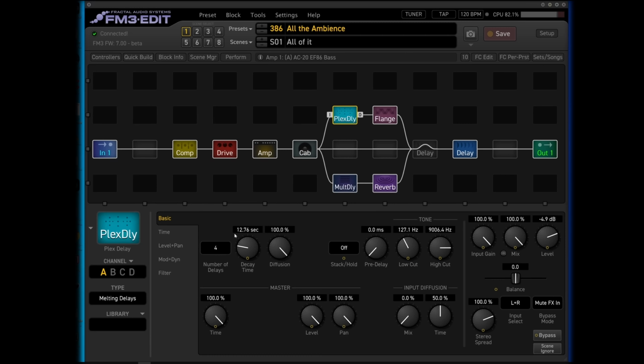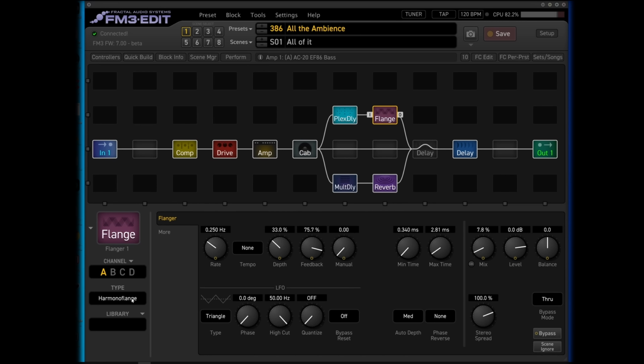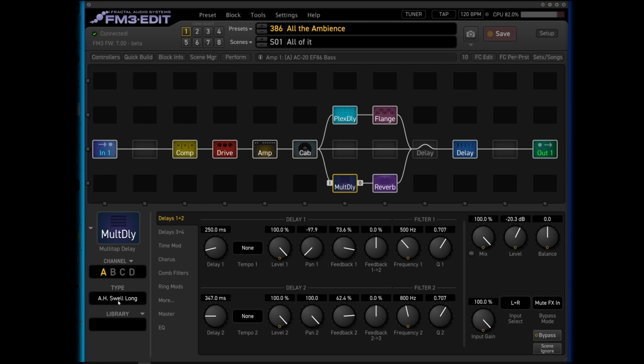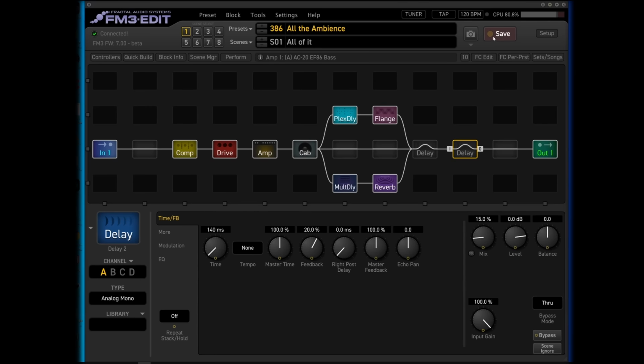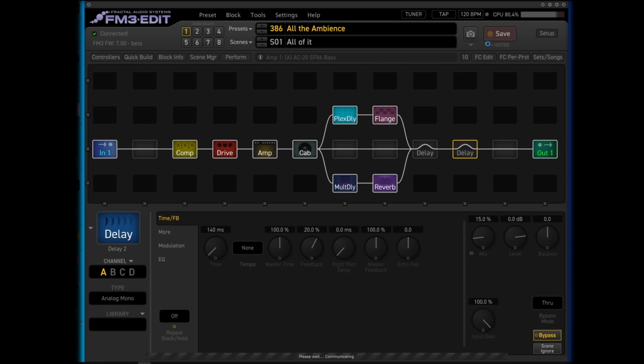Then going into a Plex delay with the preset melting delays. This is on kind of a parallel path, and that goes into then the harmonic flange. And on this side here, we go into the Allen Holdsworth swell long on the multi delay, and then into a reverb, South Church, with ultra high quality. So that then sounds like this.